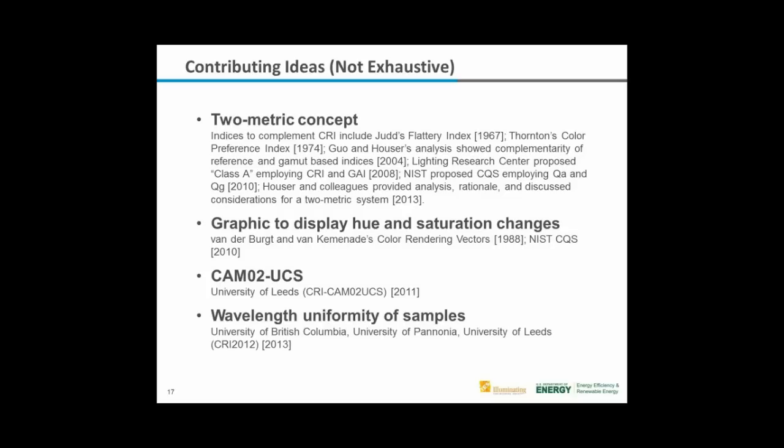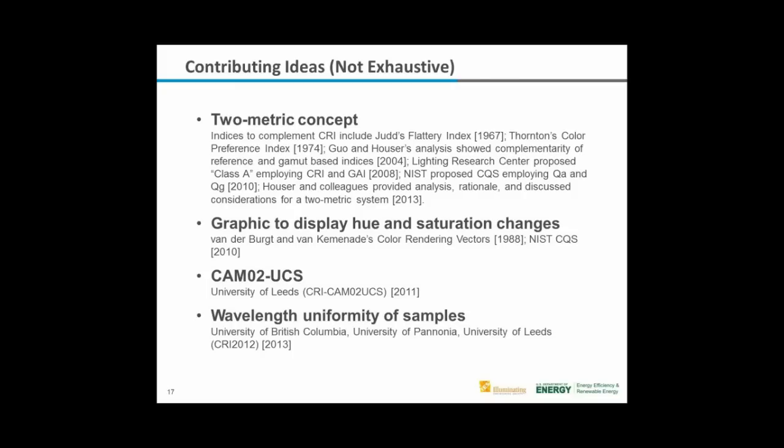So the major components there are the two-metric concept. That's going back even to just after the adoption of CRI, with proposals for things other than color fidelity, such as the flattery index or color preference index. Moving on to things like CRI plus gamut area index proposed by the LRC, NIST employing both fidelity metrics and gamut metrics combined in CQS, and all of this work pointing to the fact that one metric is simply not enough.